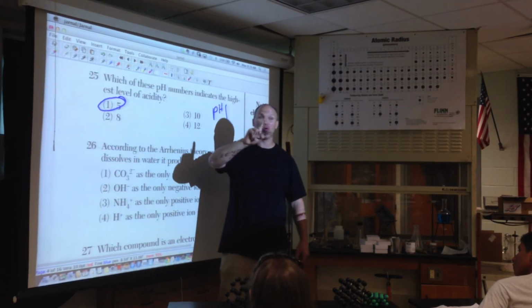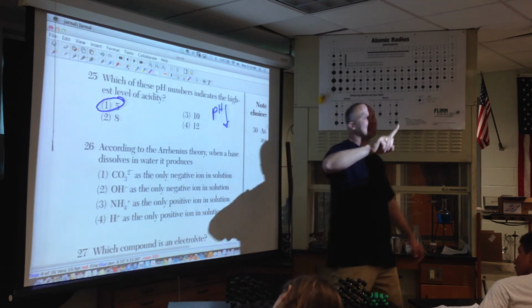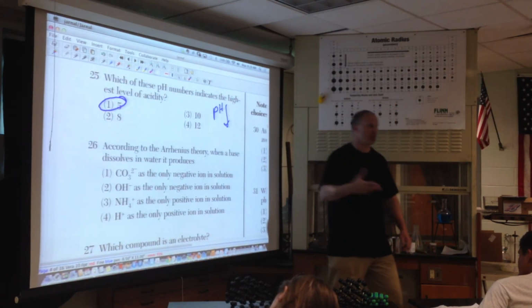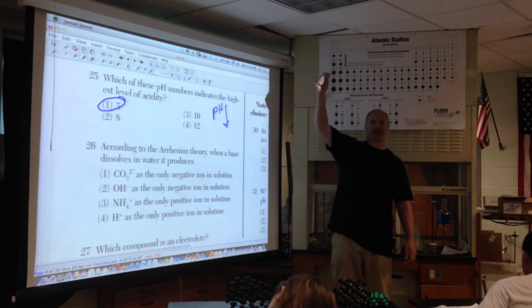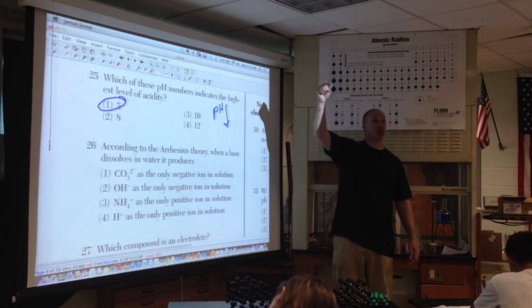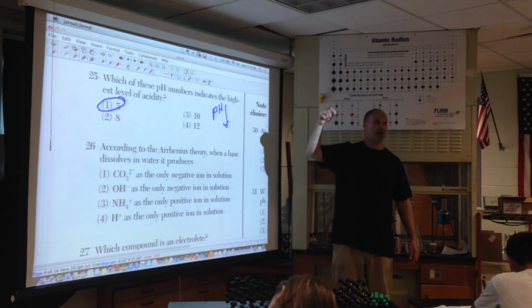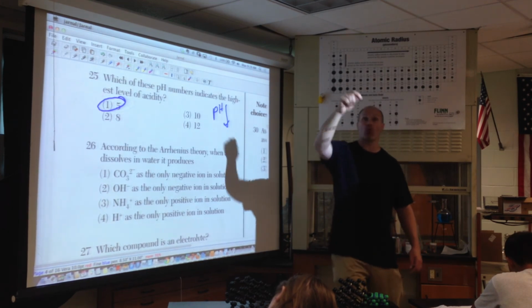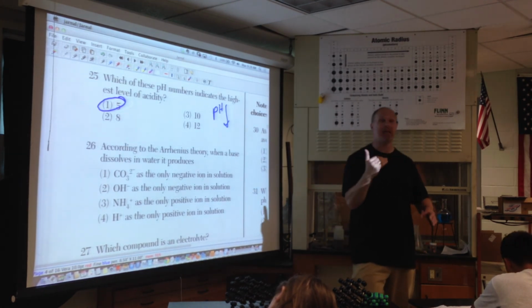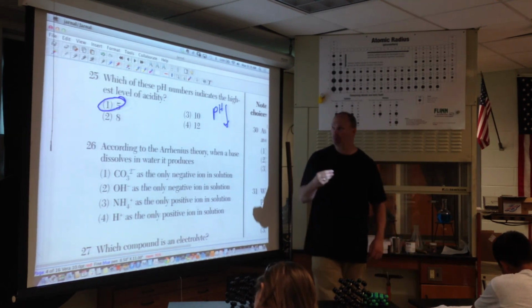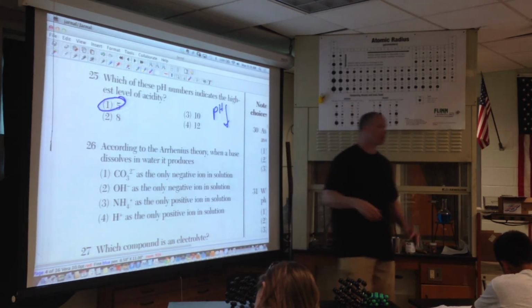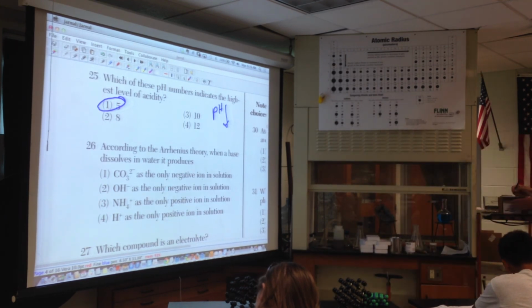So each single movement of a pH represents a power of 10. If I went from 5 to 8, the acidity decreased 1,000 times, the same thing as saying 1 over 1,000, or the basicity increased 1,000 times, because 10 to the 3 is 1,000. 5 plus 3 is 8. So that's something to keep a hold of.